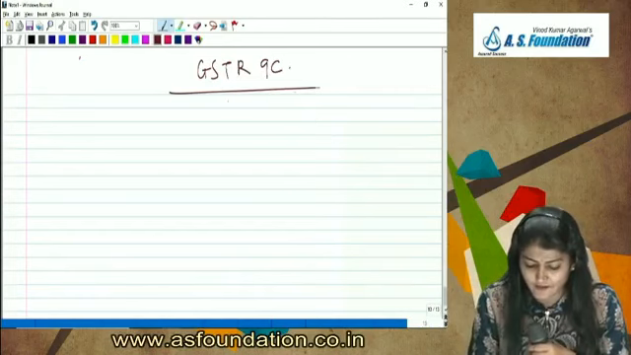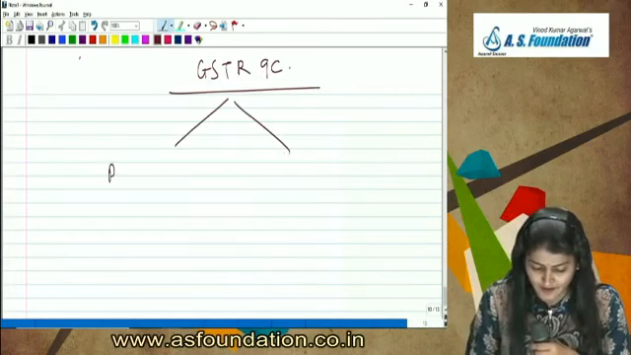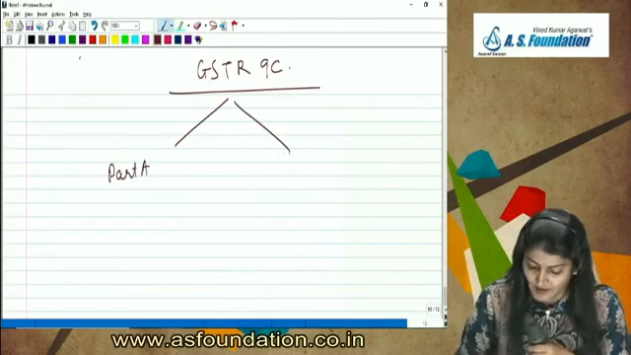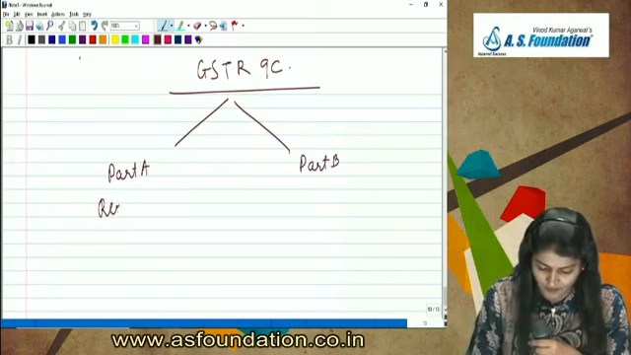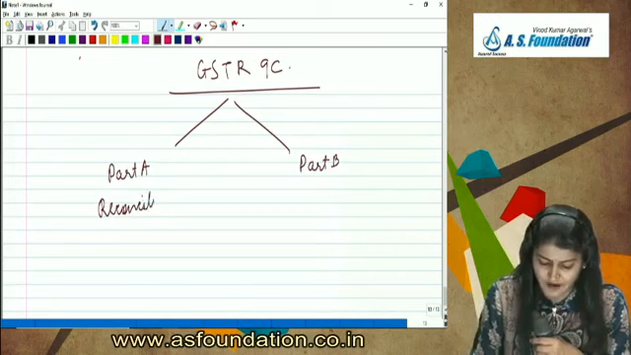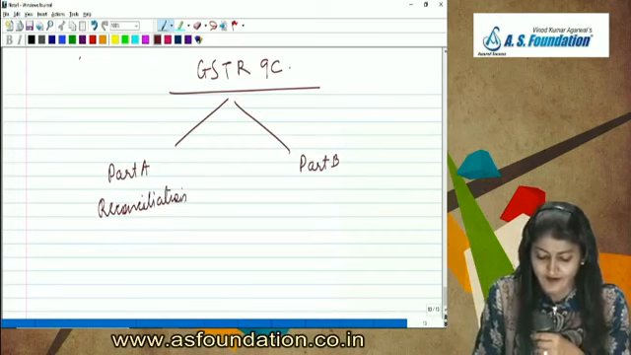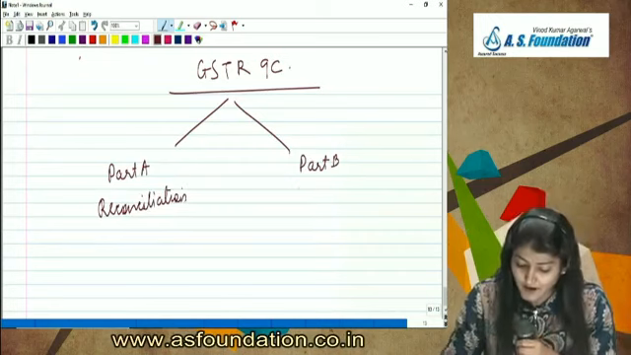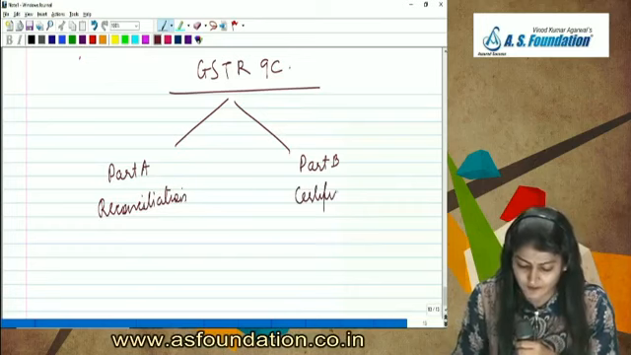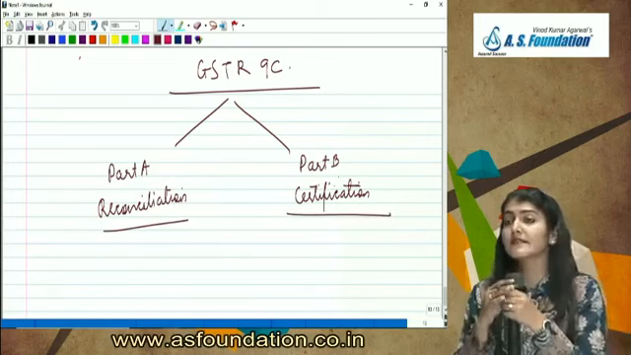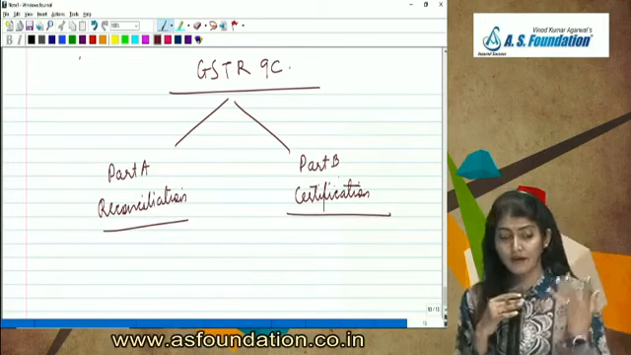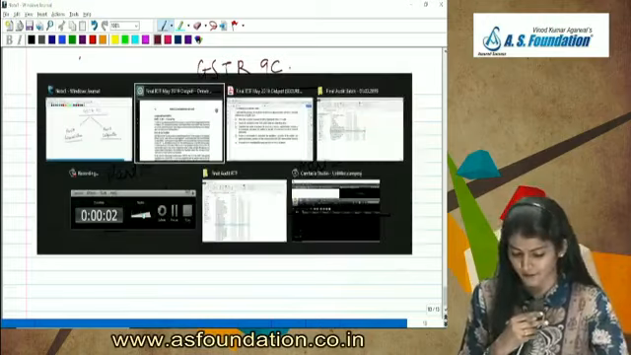GSTR9C has been divided into two parts, Part A and Part B. Part A is regarding the reconciliation, which we are going to discuss, and Part B is regarding the certification. So the auditor, CA, CMA, who has done the GST audit, is required to give this certificate.